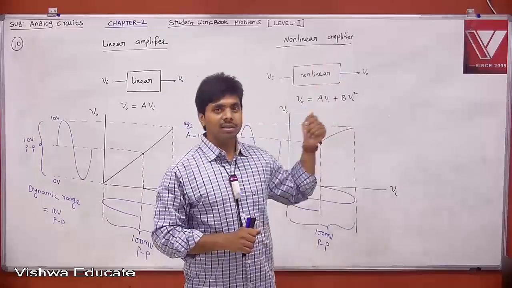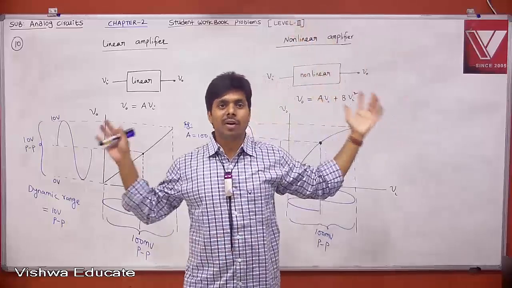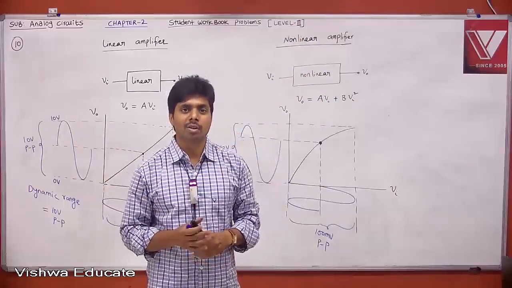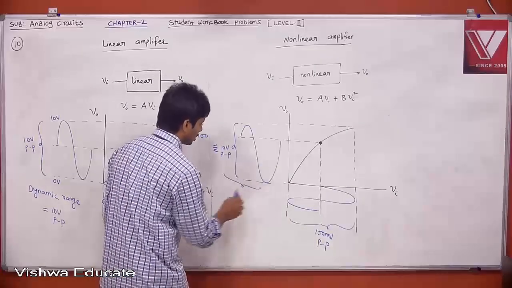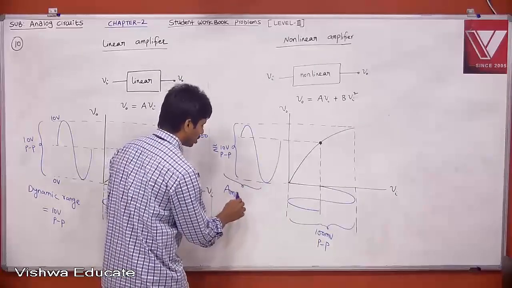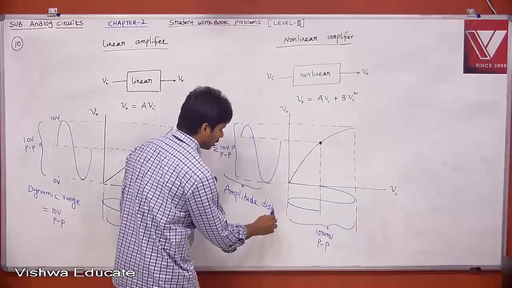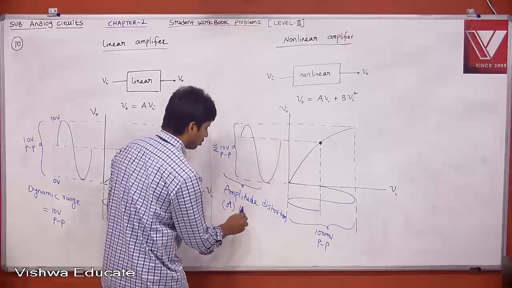If you take third order, you get the third harmonic, fourth order, fourth harmonic. If you take infinite order, you will be getting infinite frequency components, all harmonics, at the output. That is what is called harmonic distortion. This is basically amplitude distortion. This is amplitude distortion or harmonic distortion.